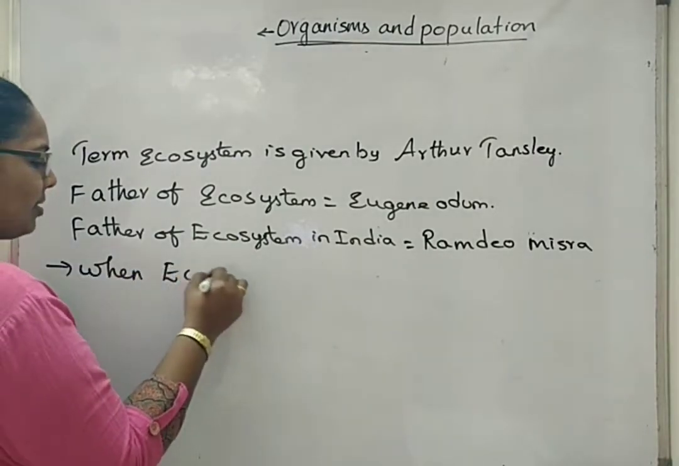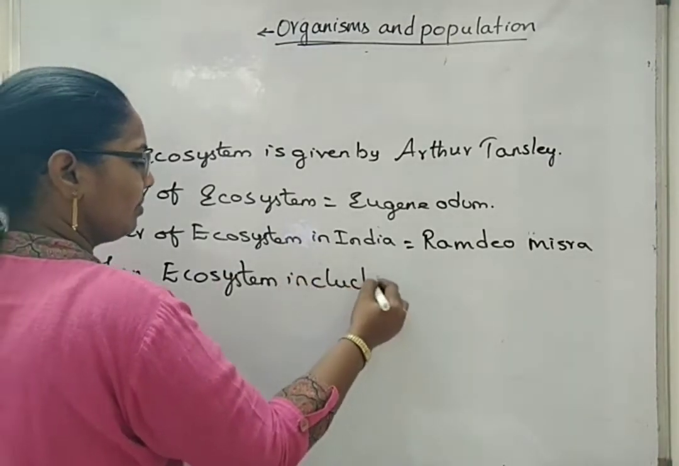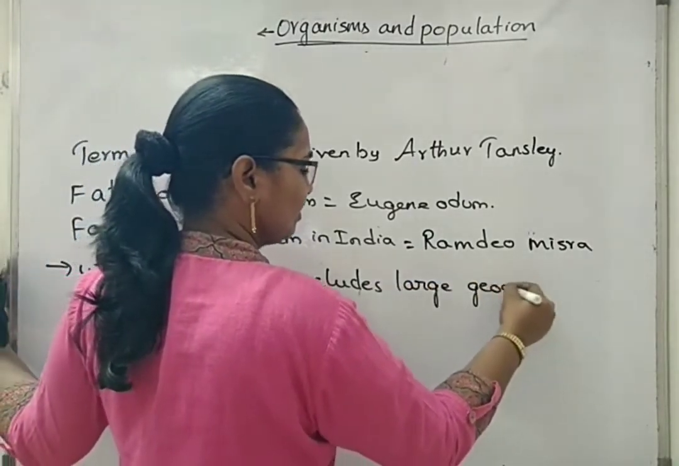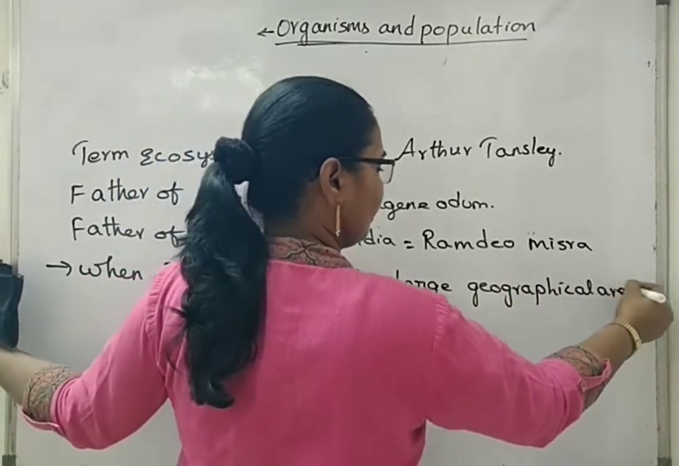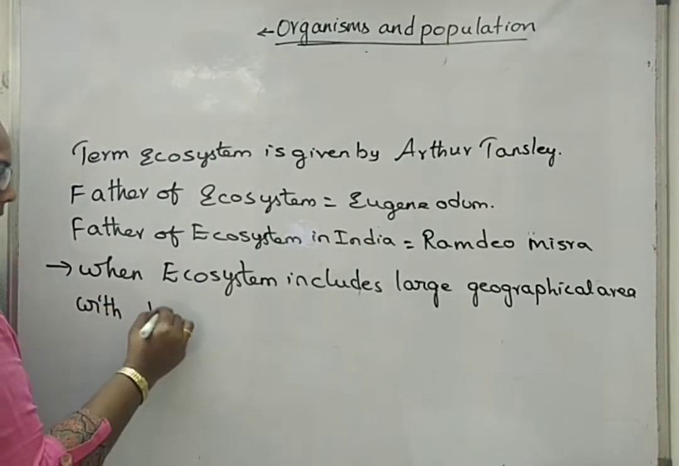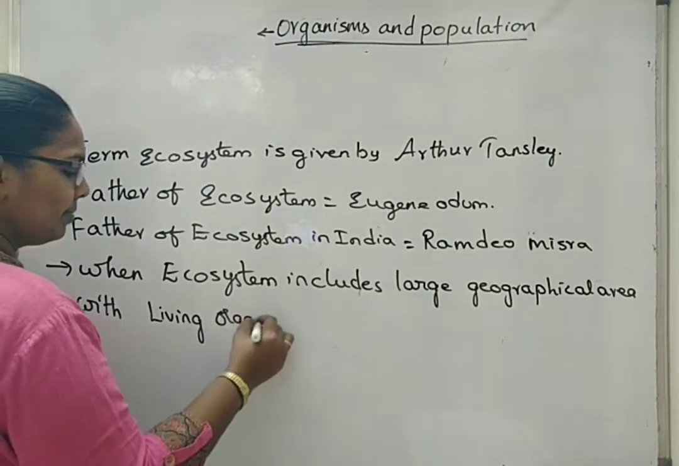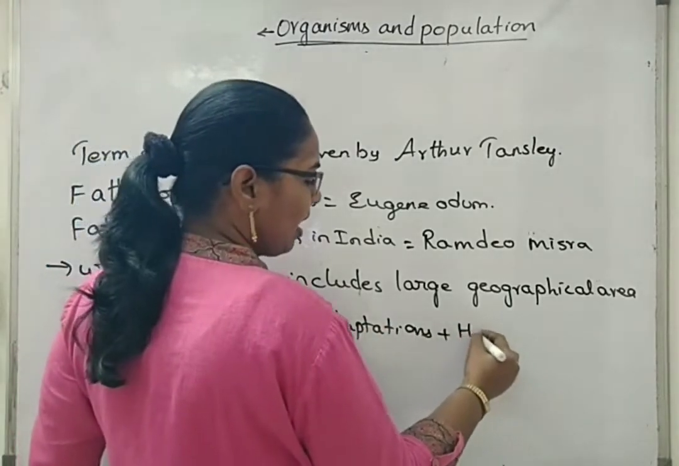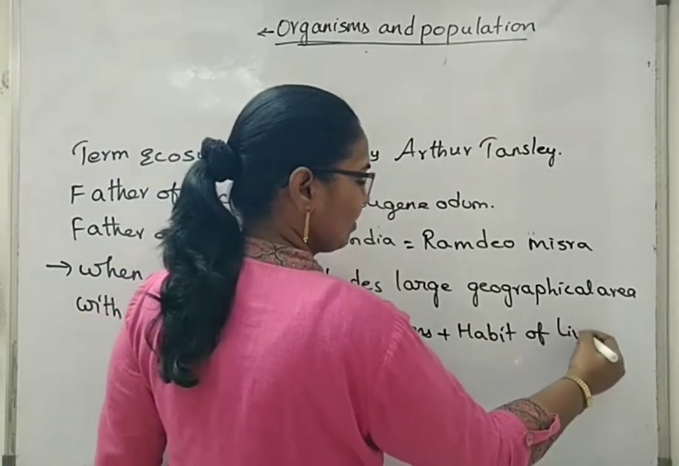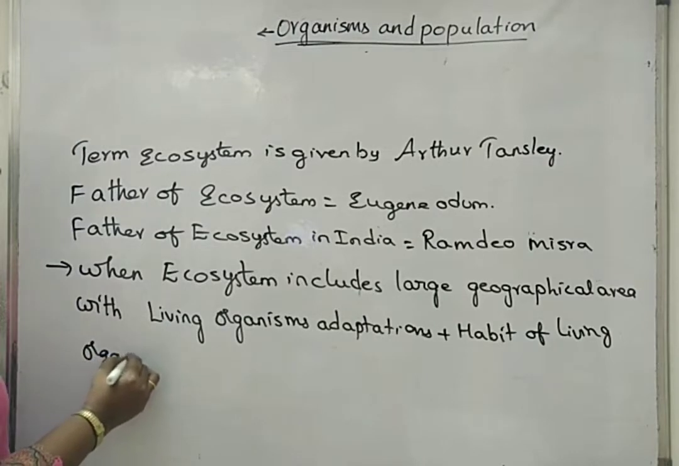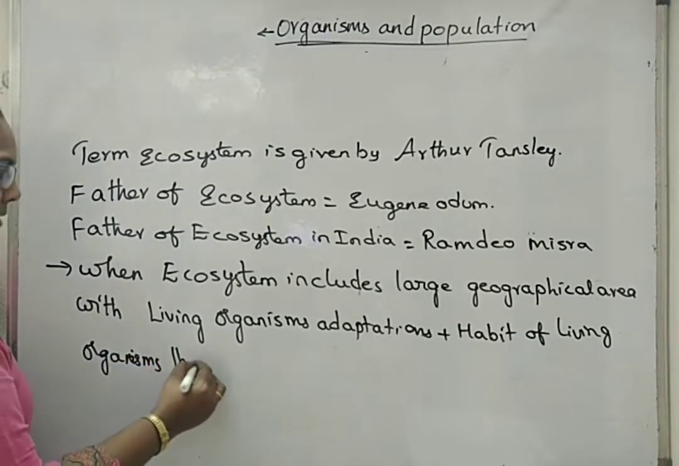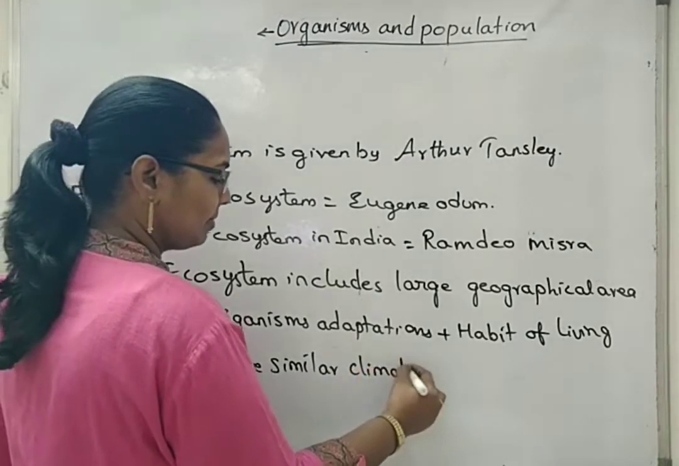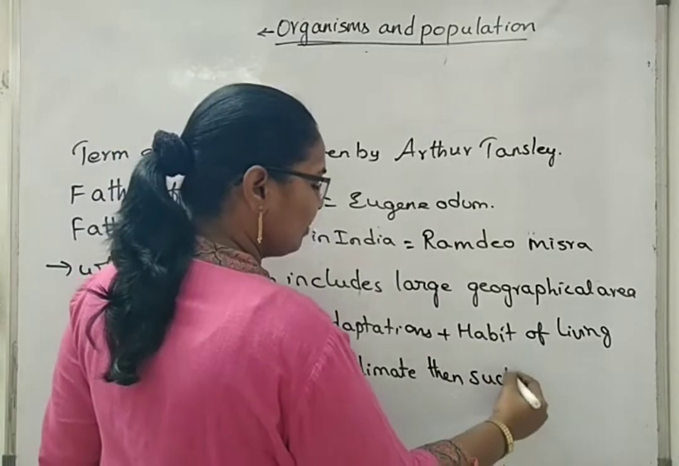When an ecosystem includes a large geographical area with living organism adaptations plus habitat of living organisms that share a similar climate, then such a community is called a biome.